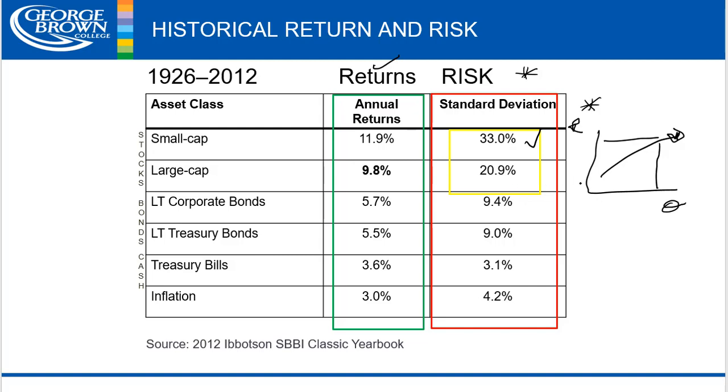Okay, large cap stocks a little bit lower, 9.8%, and a little bit lower in terms of the risk, in terms of standard deviation. So it's just important to remember that we can graph not only the returns but also the risk with regards to different investments, and it's an upward sloping curve. There's a trade-off between return and risk, or risk to return.